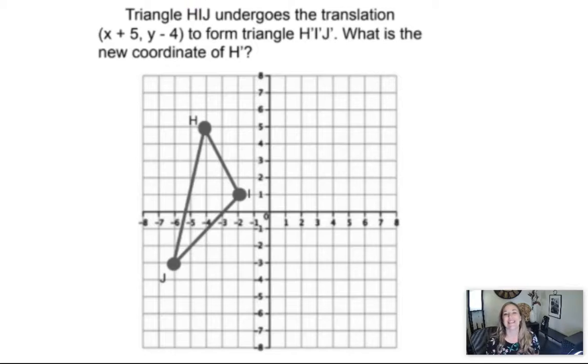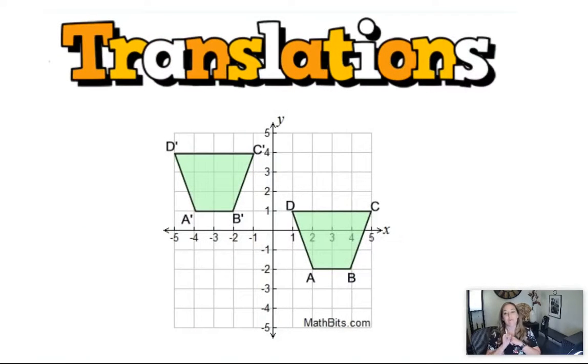Happy Monday. Today I want to talk to everybody about translations. We've heard the word translate when you are speaking one language and you want to translate it to another. It doesn't change the meaning, right? So if you say hello or hola, it still means the same greeting. And when you translate a shape on a coordinate plane, and that's what we're talking about, it doesn't change the size or the shape of the object. So if you have a triangle and you're translating it, it's still going to be a triangle after you translate it. It won't get any bigger or smaller.